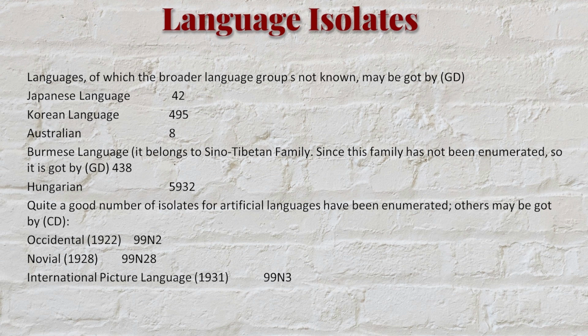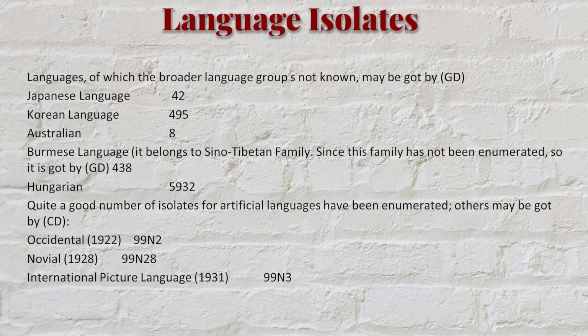Languages of which the broader language group is not known may be got by geographical device, as we have already discussed for the language notation 4 to 8. For example, the notation for Japanese language will be 4 2, that is also the notation for the space for Japan. In this way, Australian language will be constructed. As another example, Burmese language belongs to the Sino-Tibetan language family. Since this family has not been enumerated, it is to be got by geographical device: 438.